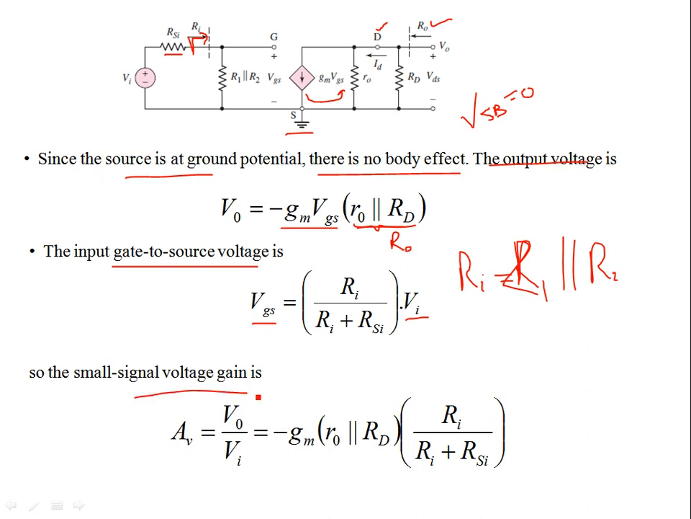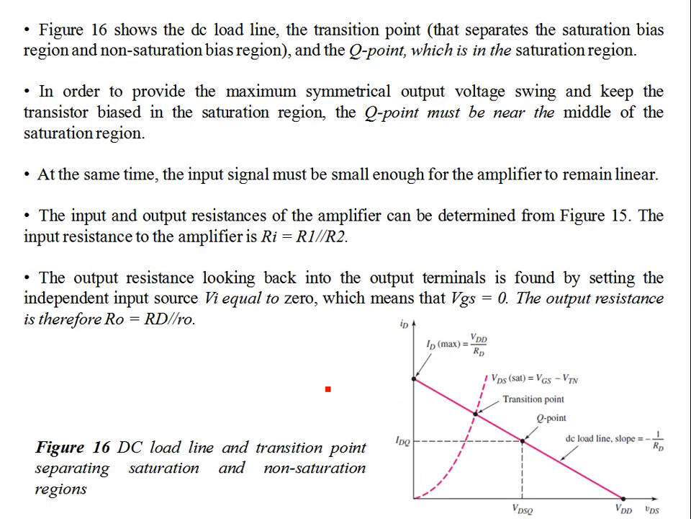So the small signal voltage gain is the ratio of the output voltage divided by the input voltage. The output voltage is given as minus Gm R0 parallel RD times VGS, so you substitute VGS, which gives RI over RI plus RSI. You can take the input voltage to the left-hand side of the equation, and that forms the voltage gain. Note that this voltage gain is negative, which signifies 180 degree phase reversal. In the last videos, if you recall, it doesn't matter if you consider a PMOS or NMOS device, a common source configuration always produces a phase reversal between the input and output voltage waveform.